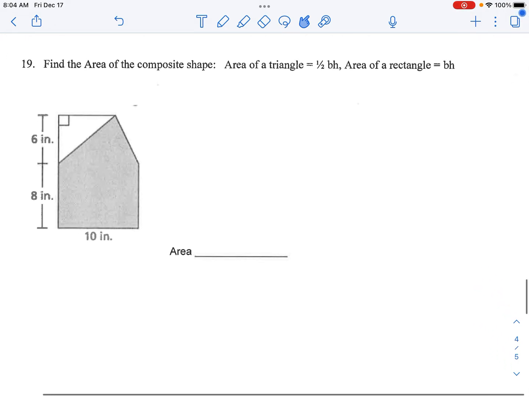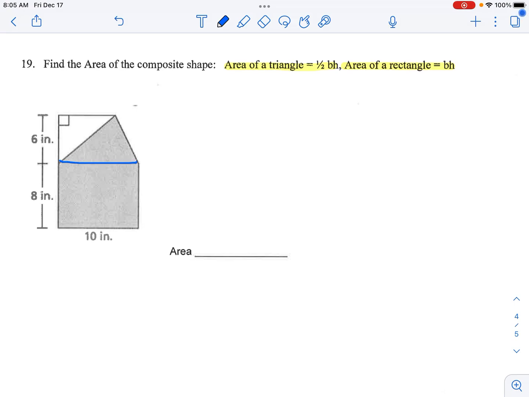Last one, find the area of the composite shape. The area of the triangle is 1/2 base times height, which we all know, and the area of the rectangle is base times height. So first we're going to divide this.